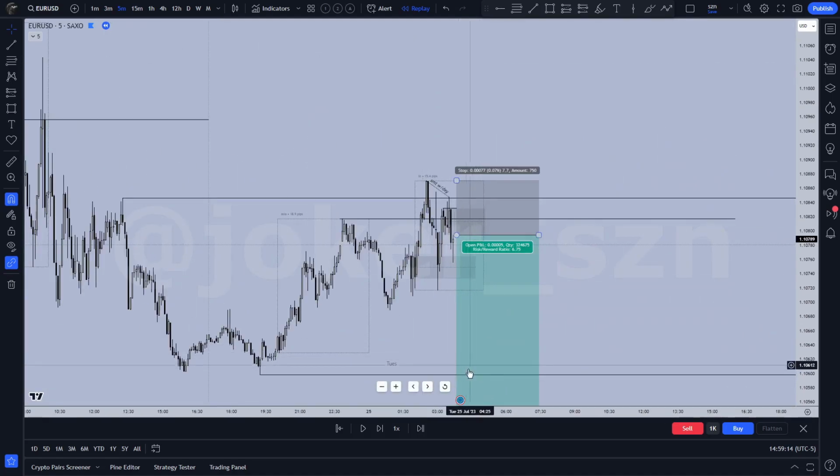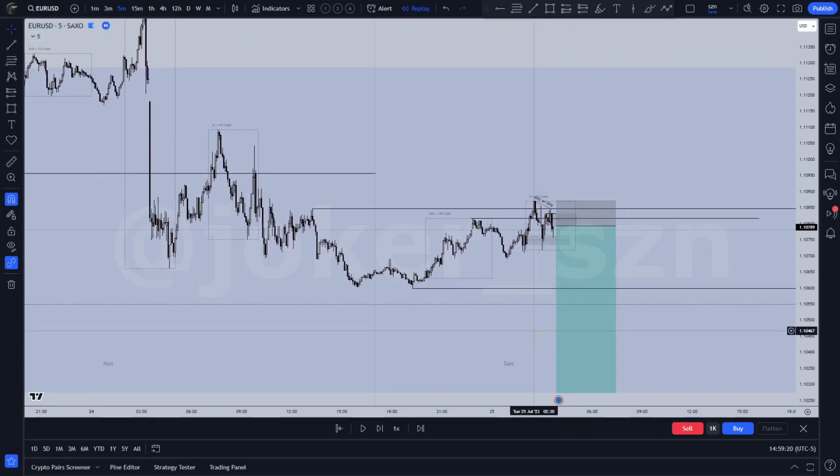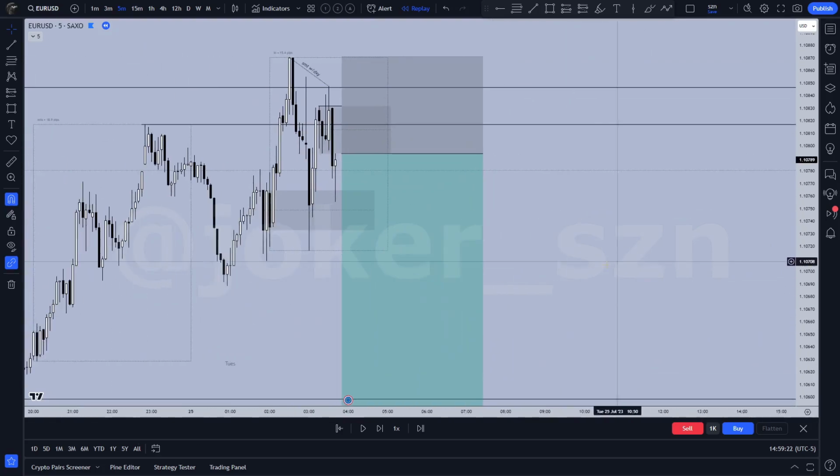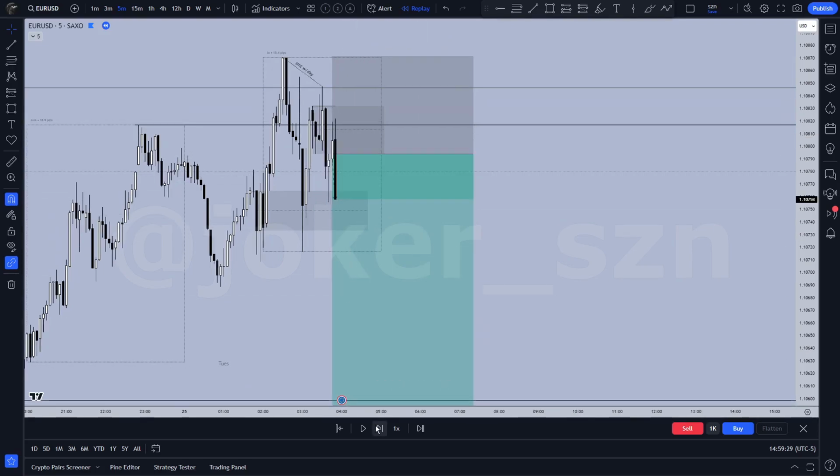So I would take off like half of it here, or 40%, and then I would leave some runners for lower prices here, right? And we would have gotten a fill here, and you can see we are respecting the lower half of this breaker block here.